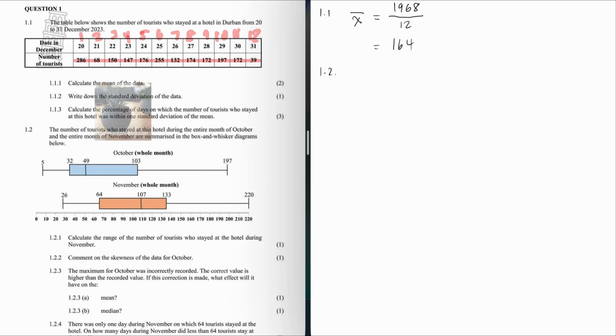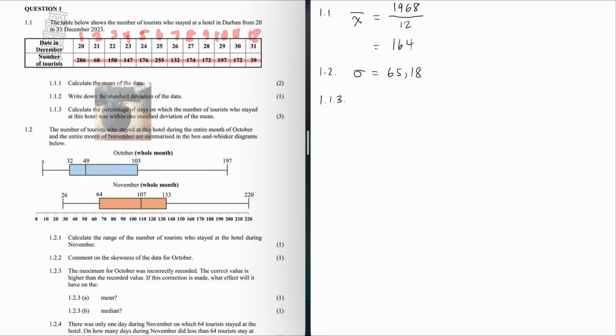Question 1.1.2, write down the standard deviation of the data. Now, if you have a Casio calculator, then it's pretty straightforward. You use the stat function on the calculator, and it will give you the standard deviation. The standard deviation is equal to 65,18.